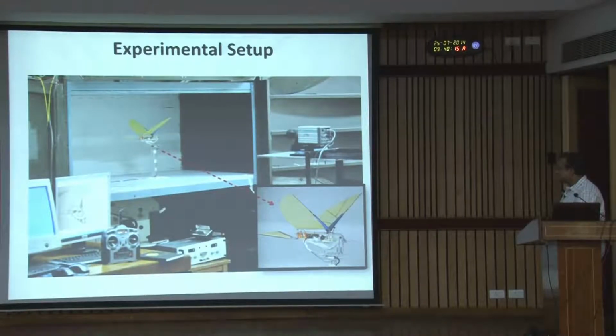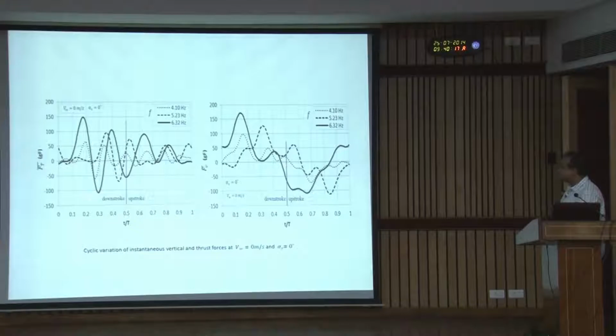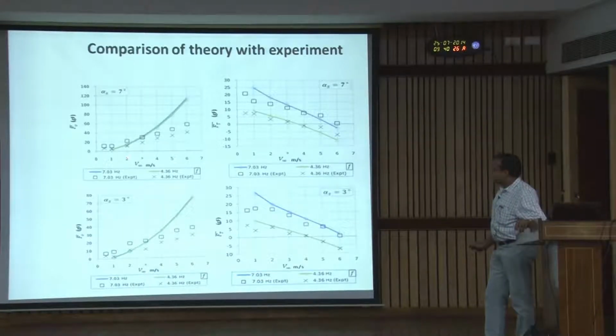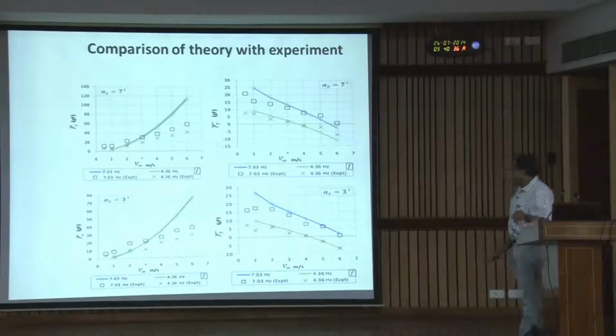And the force cycle, the time variation of the force, will be similar like this. But if you see the net force effect at different wind tunnel speeds, the vertical force and thrust that we got, we can see the thrust is quite nicely matched, lift is matched up to some discrepancy, because the theory is very simple.